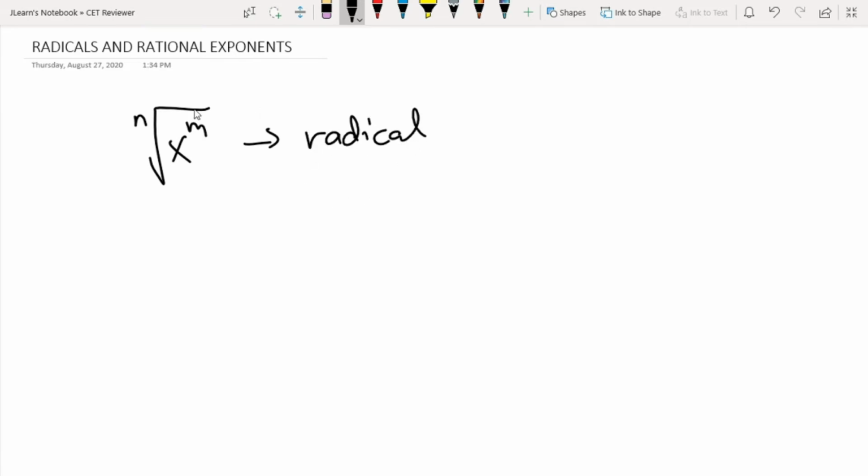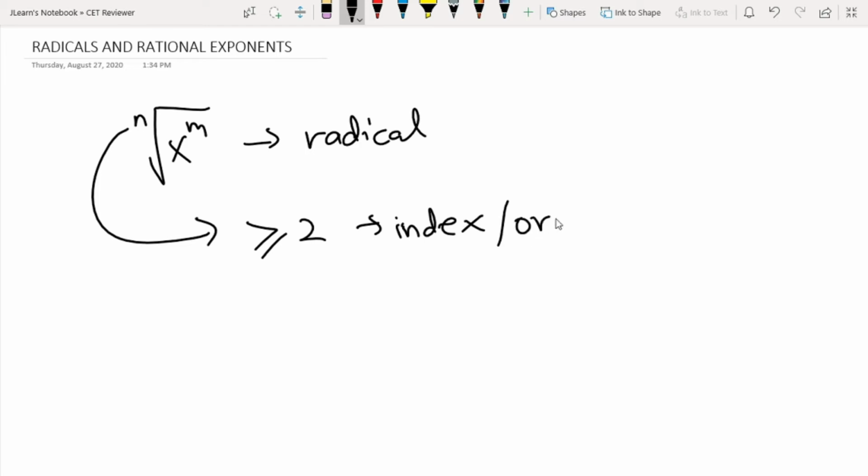Okay? So yung n na to should be greater than or equal to 2. And we call n here the index. Okay, yun yung index ng radical natin. Or we also call them the order. Okay, the order. And then, yung x to the m na nandito sa loob, take note, is called the radicand.